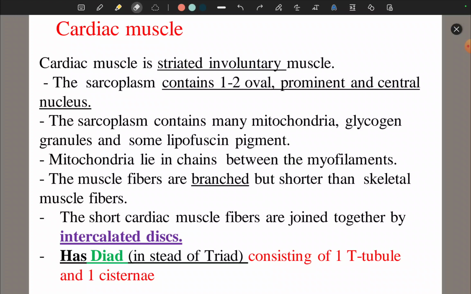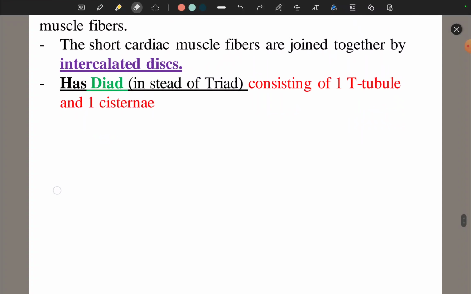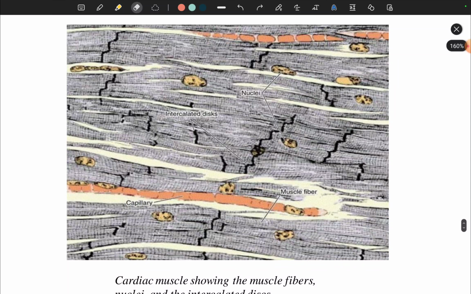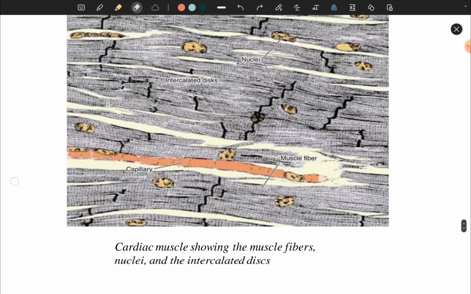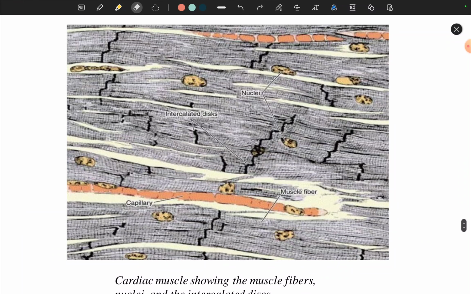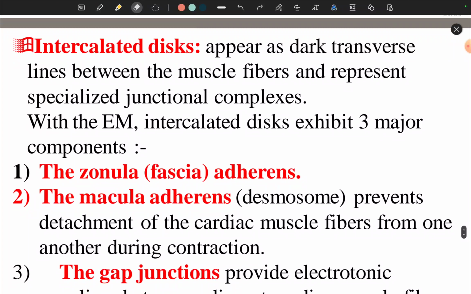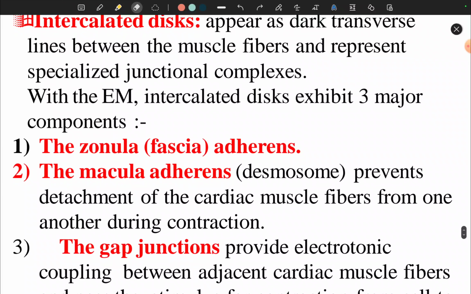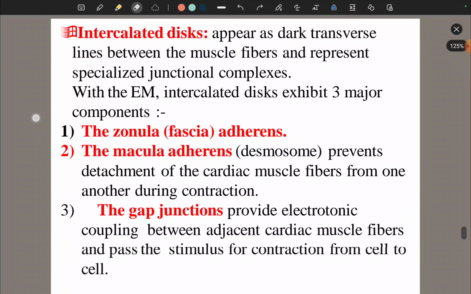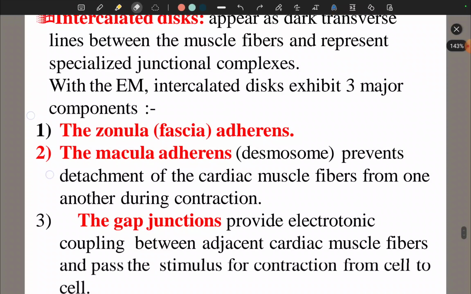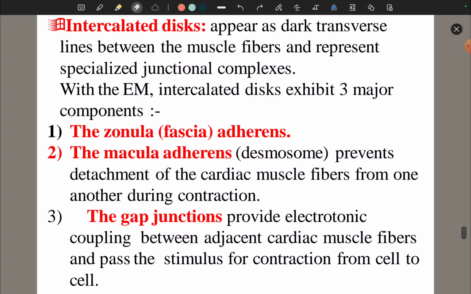The cardiac muscle fibers are branched. So they are branching here and join through this dark joining between two adjacent cardiac muscle fibers, called the intercalated disc. The intercalated disc is very important in the physiology of the heart, participating in the rapid spread of cardiac stimuli, or the contraction current.